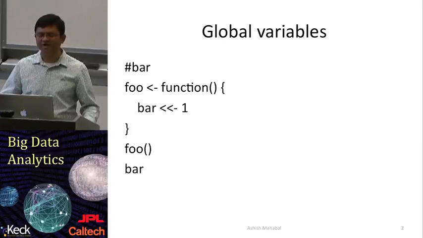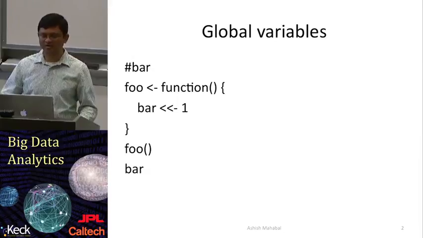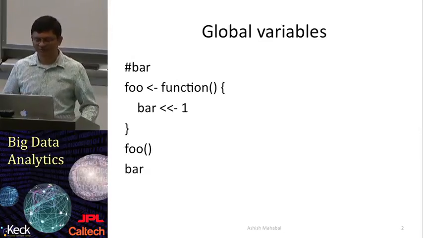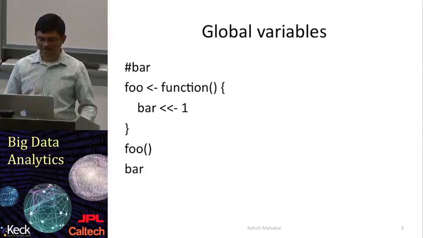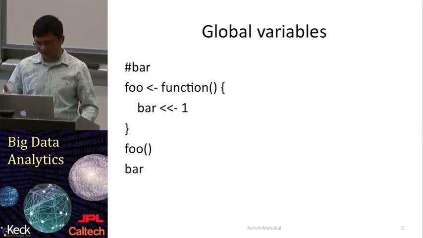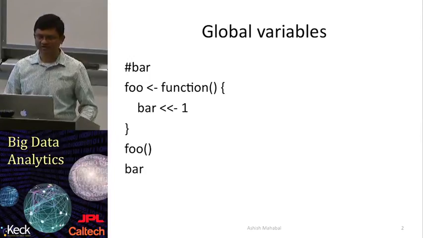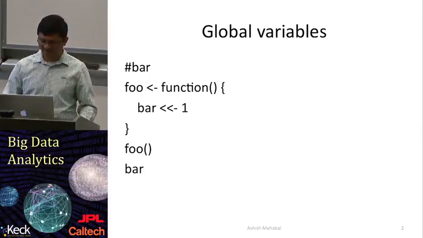And then if you ask what bar is, though bar was not defined outside the function, you will get the appropriate value, bar equal to 1. So again, less than dash will set the variable in a higher enclosing scope, and that is what you should do when you need to do that. Well, avoiding something like that is always good, but that's the facility that's available.